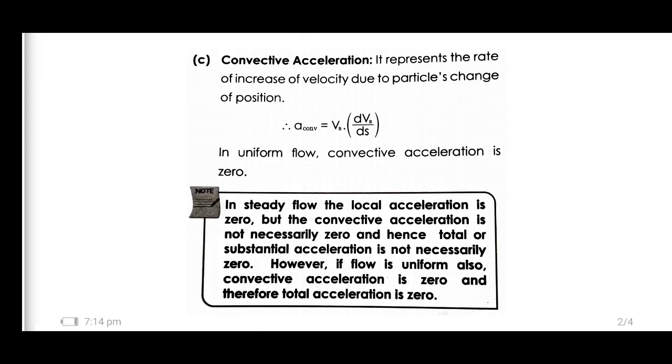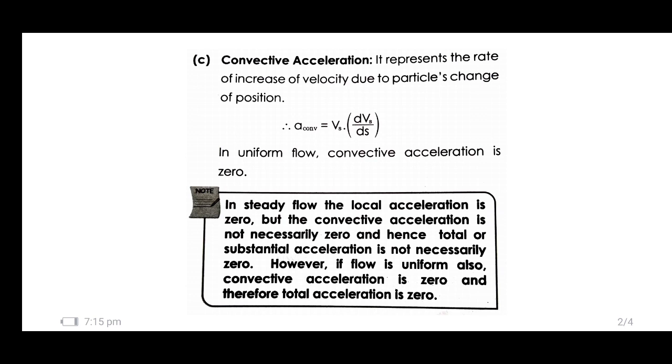The second one is convective acceleration. Convective acceleration represents the rate of increase of velocity due to particle's change of position. Assume that a particle is there in a fluid, and if the position of that particle is changed, and due to that change of position of the particle, there will be an acceleration. That acceleration is known as convective acceleration, and it is given as a_convective is equal to v_s into del v_s divided by del s.